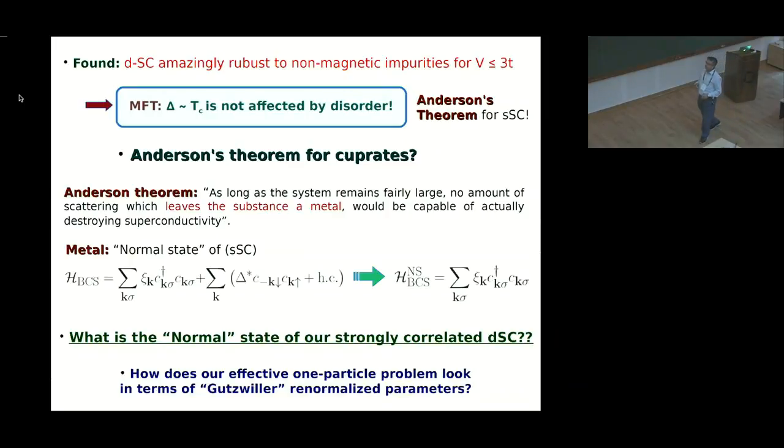I will not exactly answer this question right now, and rather let's take a little more careful look at what Anderson's theorem says, and this is actually within quotes. This is a very, very carefully drafted theorem. This is from Anderson: as long as the system remains fairly large, no amount of scattering which leaves the substance a metal would be able to destroy superconductivity. So what is metal here? Metal is the normal state of a BCS Hamiltonian. That's my definition of normal state: if you start with the BCS Hamiltonian and suppress delta by hand, what you are left with is just a metal. This is a metal in the sense that it depends on what band structure you take. You can take the tight binding model, and that's a free electron gas metal. Okay, so now the question is, what is the normal state of these strongly correlated superconductors in question?